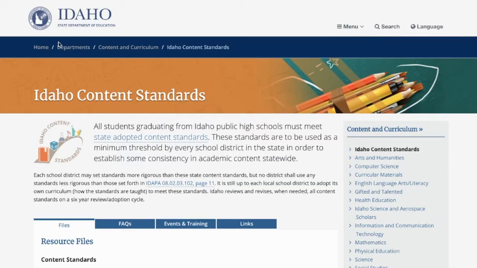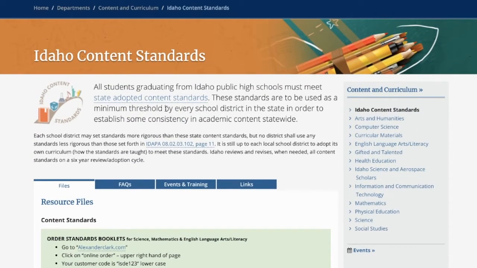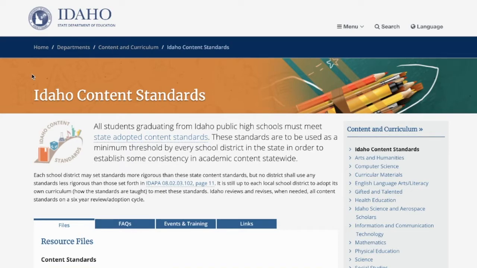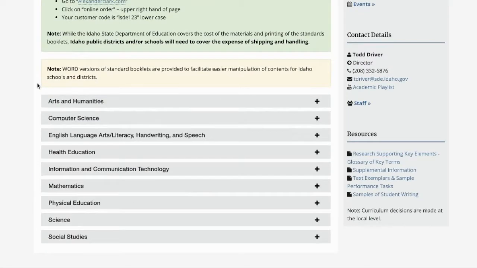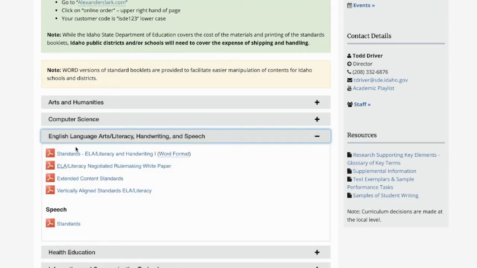Now, in each state, states such as Idaho, the content standards are viewable by educators and the rest of the public. So as a teacher, I'm responsible to know the content standards in my content area and specific to my grade level. So let's say, for example, I teach English language arts at the 8th grade level. I would need to go to my state's education website and find the standards that have been adopted for my content area and my grade level. So here's English language arts. I click on the standards.